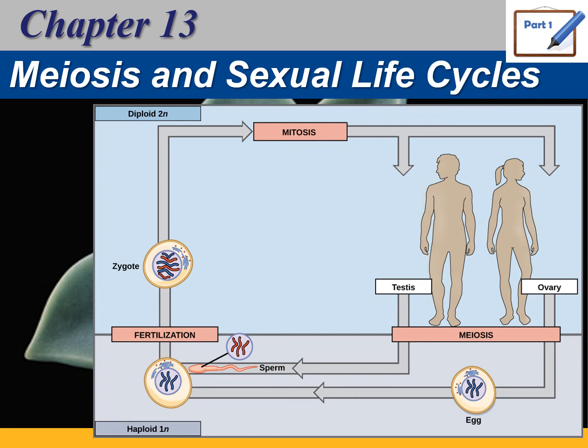Hi again, everyone. Welcome to Chapter 13, where we're going to talk about sexual life cycles and in particular a mechanism known as meiosis, which is one of the key mechanisms for the major function of sexual reproduction, which is the establishment of genetic diversity. That's a theme that we're going to touch on throughout this lecture.